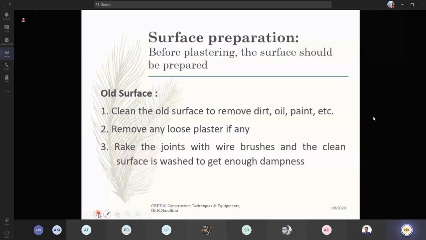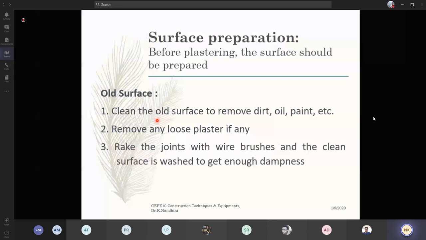Surface preparation. How will we prepare the surface for placing the plastering work? Before plastering, the surface should be prepared. Clean the old surface to remove the dirt. You might have seen some steel brushes or sponge brushes that will be available in the hardware shop. Our masons will clean the built wall first with a rough steel brush. They'll make sure they don't damage the brick, that only the extra portions of the mortar come off, and the soft sponge brushes will be used to remove the extra dirt or the paint things.